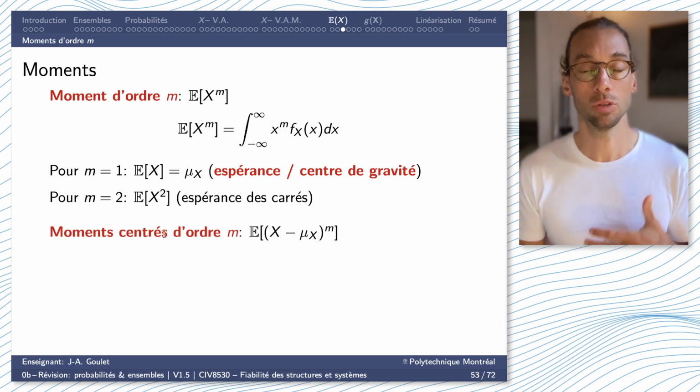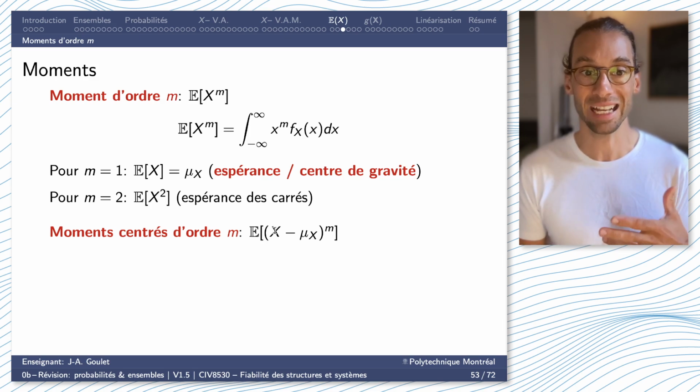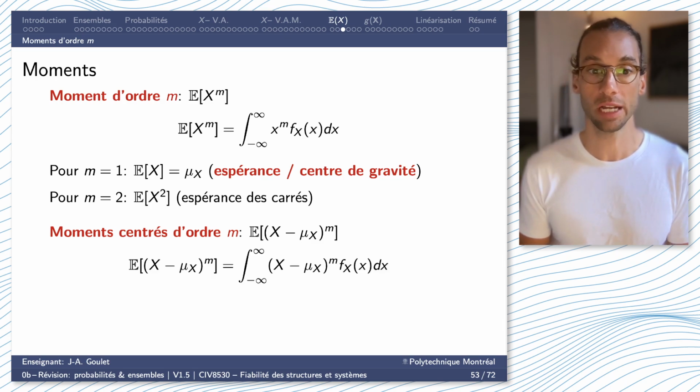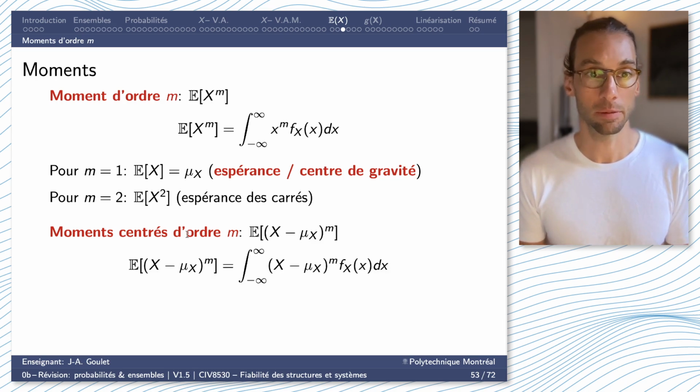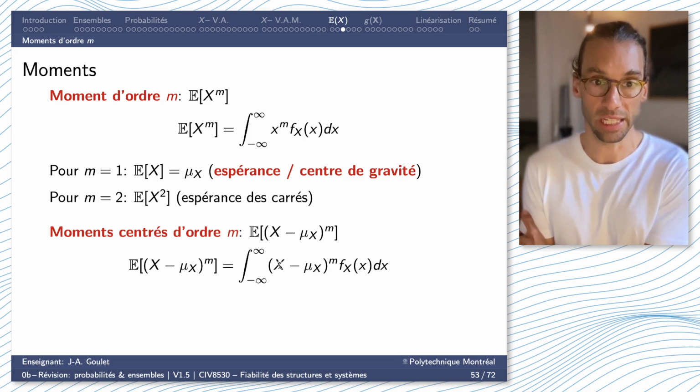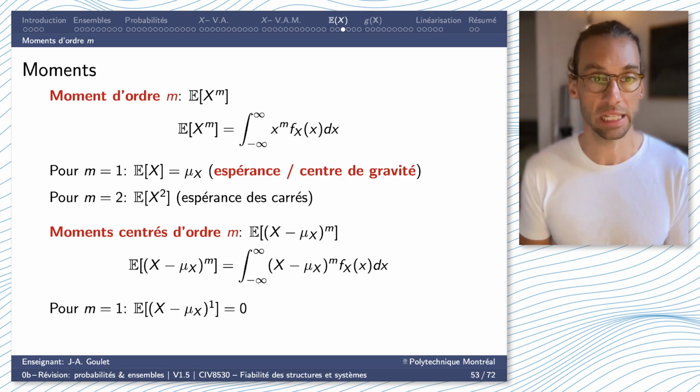But it allows us to now represent the centered moment of order m, which is defined by extension as the expectation of x minus mu x, so the mean, to the power m. The center is because we correct by subtracting the mean. So by applying the same kind of analogy here, we're going to integrate x minus mu x. Here's a little typo: it should be lowercase x minus mu x. It's not a random variable. It's the realization that is going to be weighted by its probability density.